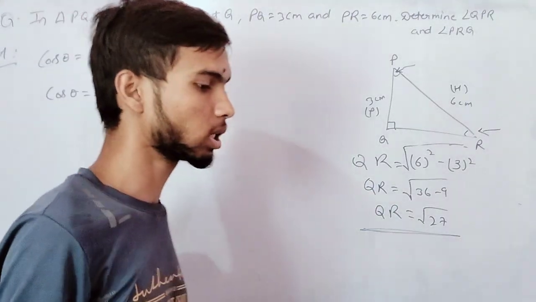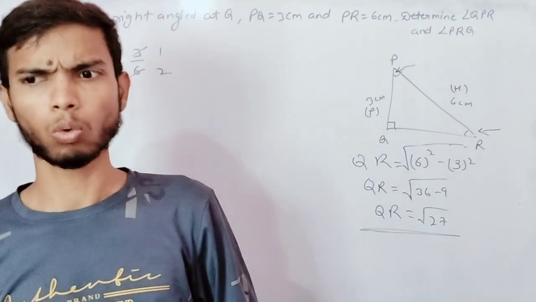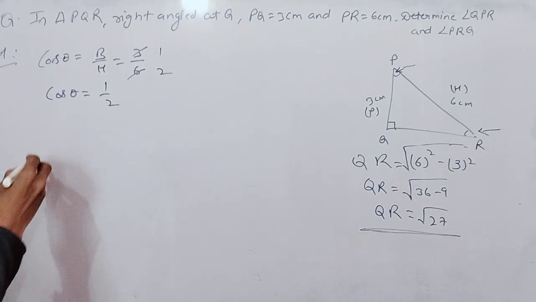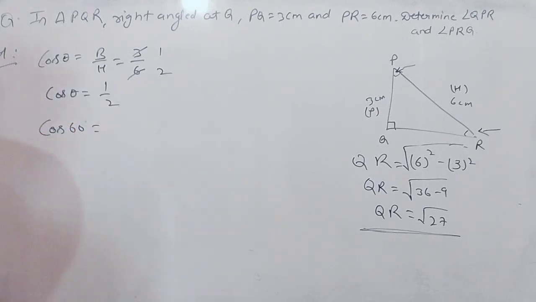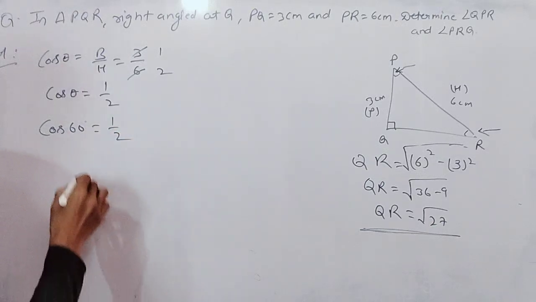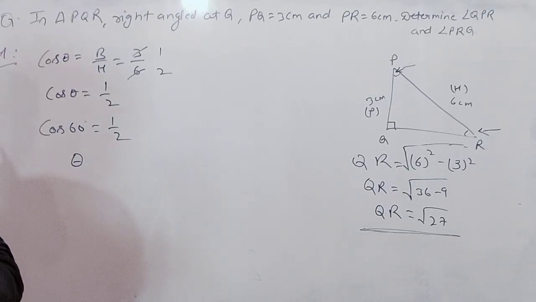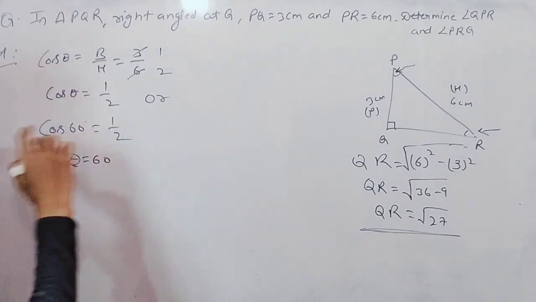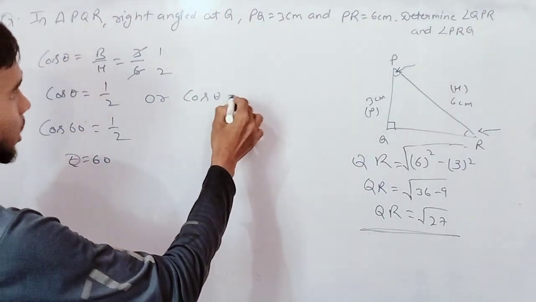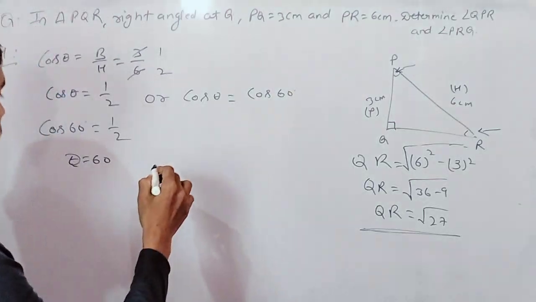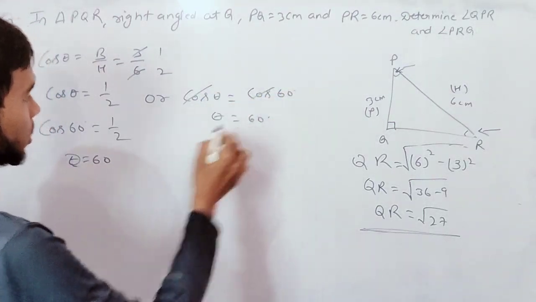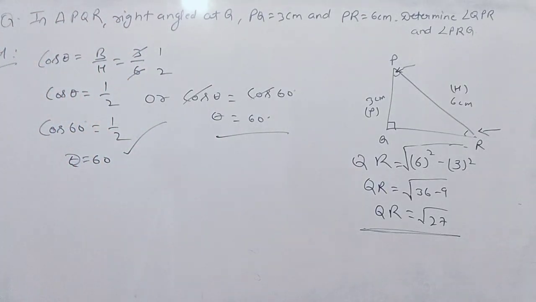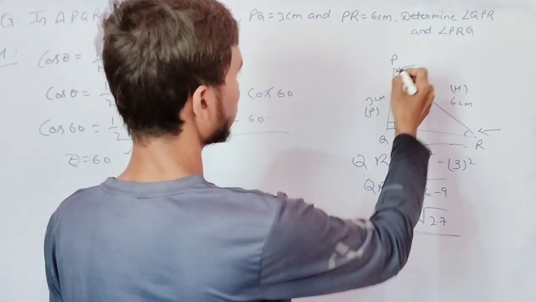As you know, cos theta is equal to 1 upon 2. How much degree of cos theta gives you 1 upon 2? You would say cos 60 degree gives us 1 upon 2. So cos will cancel, and theta is 60. You can find it like that. This theta is 60 degree.